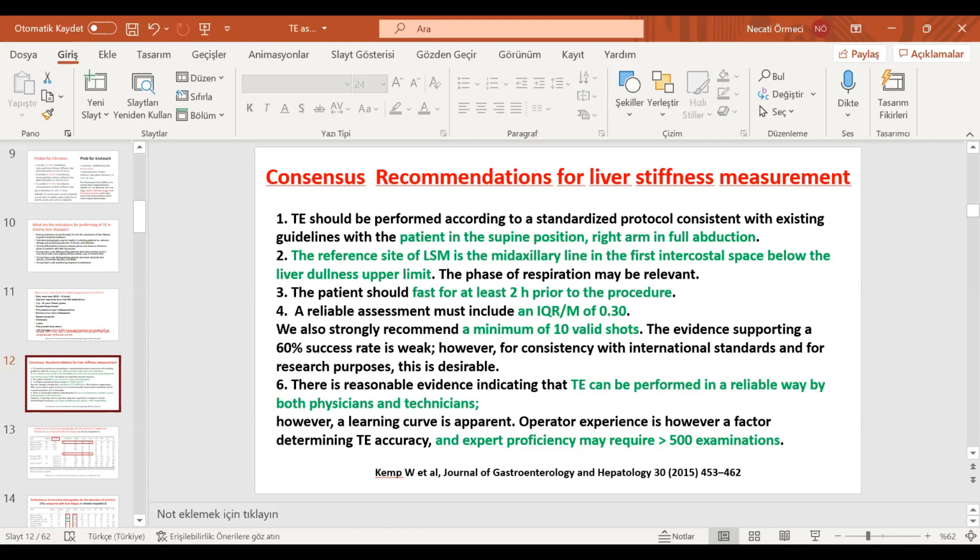There is reasonable evidence indicating that transient elastography can be performed in a reliable way by both physicians and technicians, but on the condition of more than 500 examinations of experience.